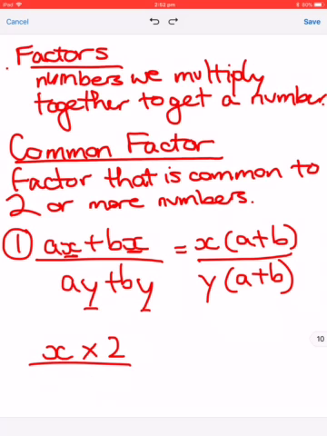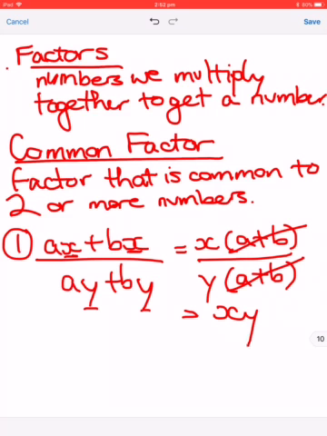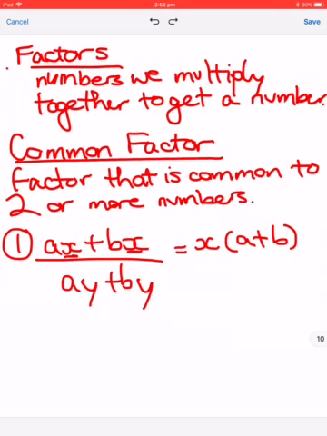A plus B is just a number, and the x outside the brackets means x times A plus B. So we can just cancel, and we will end up with xy. So that's one example. Okay, please write down some examples as you're going along because they're going to help a lot with your puzzle that's coming up.